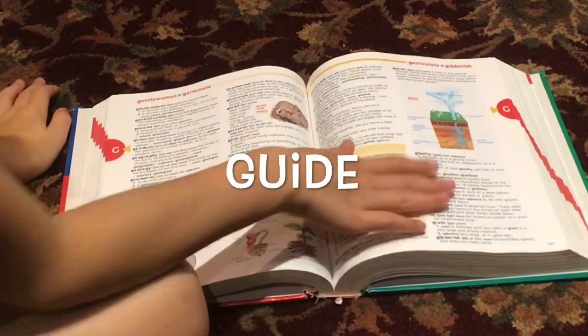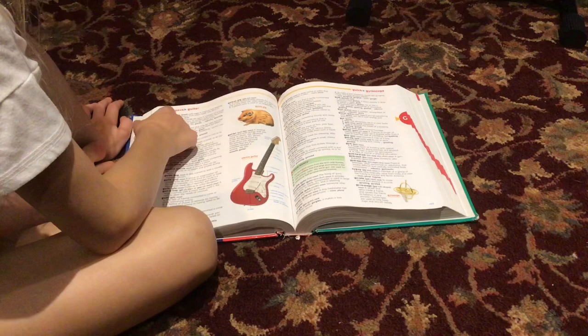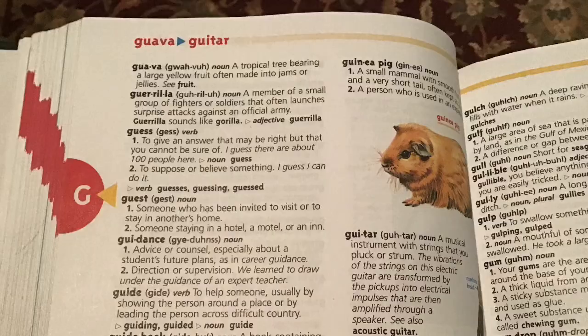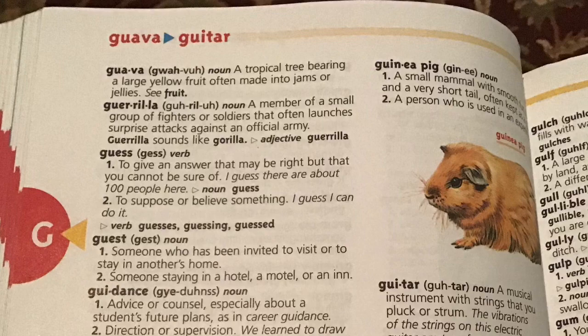What are you looking at there, Scarlett? I'm looking at the guide words. How are you using the guide words? What do you see there? A U. Okay, a U that comes after the G. Look at the other guide word. So guava and guitar. What do those guide words tell you?